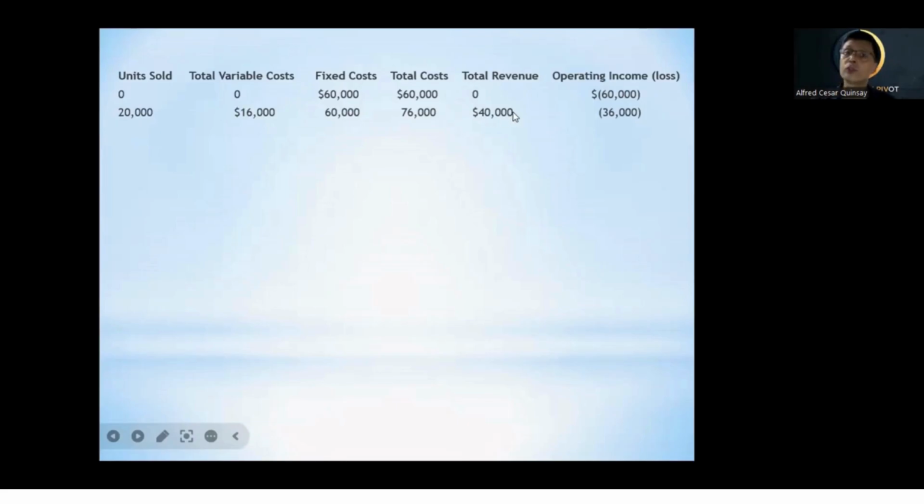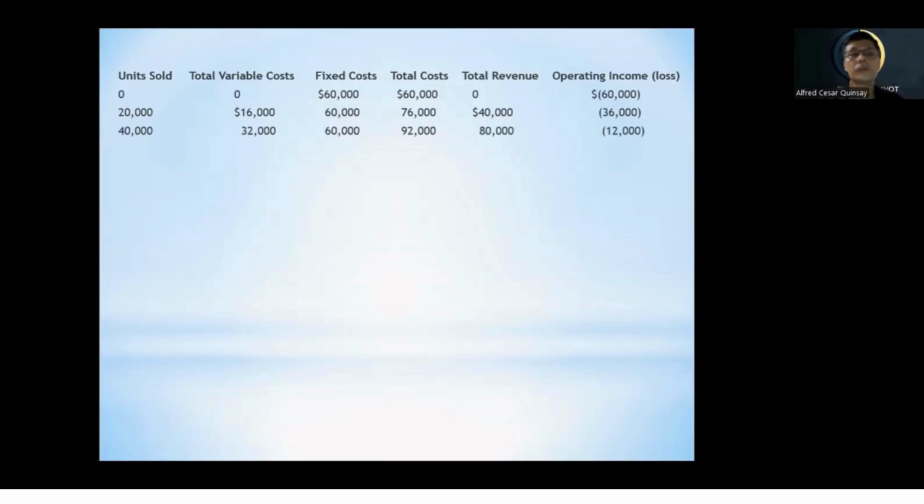And the total revenue is 40,000. That's 20,000 times 2, the selling price. Okay, there's a typo there. It's not actually in peso. It's in dollars. So $2 times 20,000 units, that's 40,000 US dollars. And so there is still a loss of 36,000, but the loss has decreased by 24,000, as you can see here. 76,000 total cost minus the total revenue of 40,000, that will be negative 36,000.